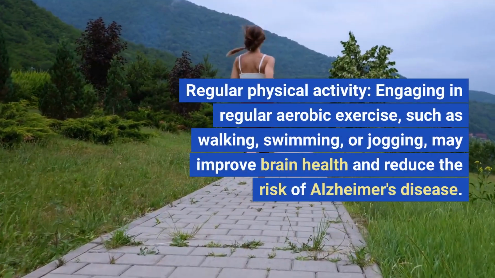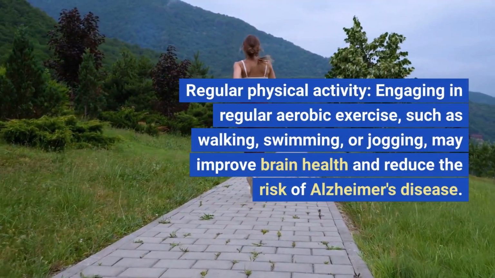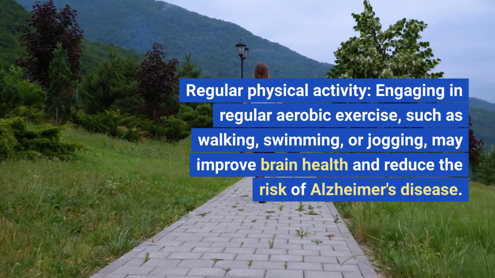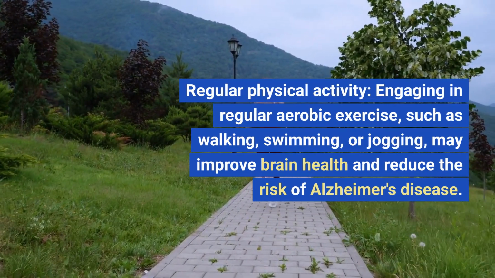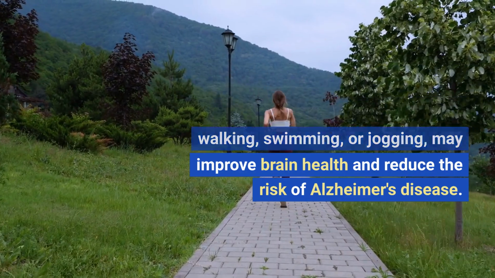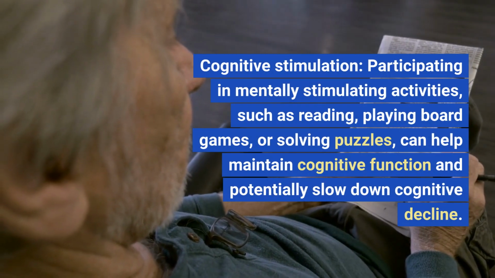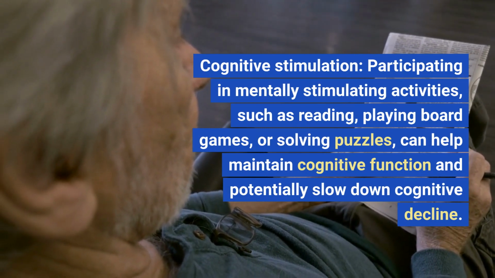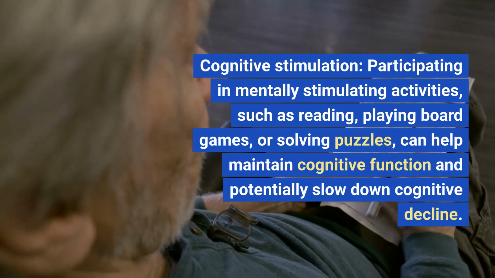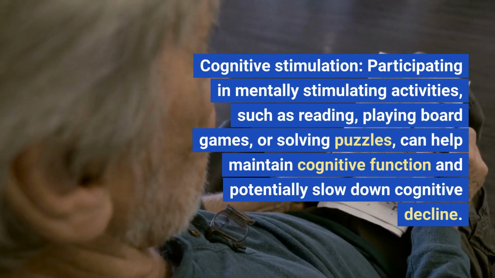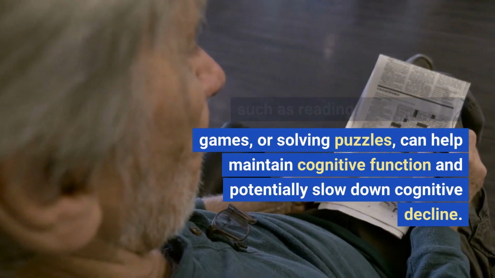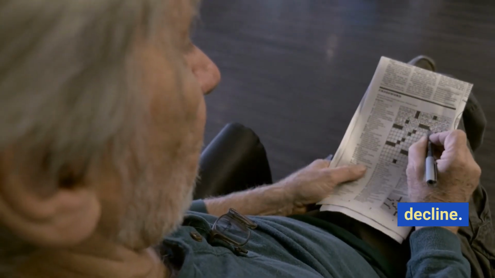Regular physical activity. Engaging in regular aerobic exercise, such as walking, swimming, or jogging, may improve brain health and reduce the risk of Alzheimer's disease. Cognitive stimulation. Participating in mentally stimulating activities, such as reading, playing board games, or solving puzzles, can help maintain cognitive function and potentially slow down cognitive decline.